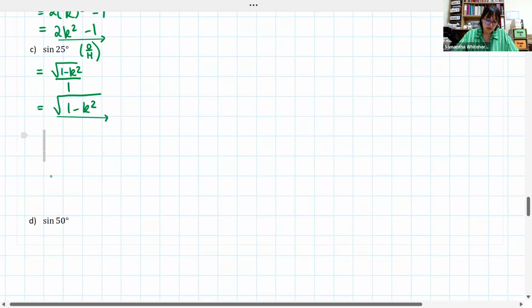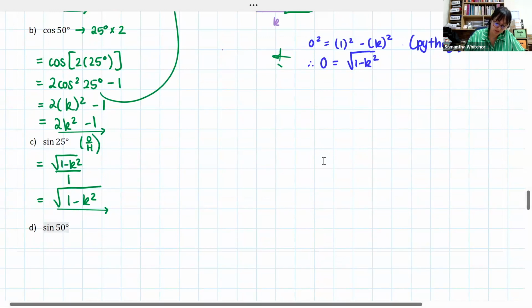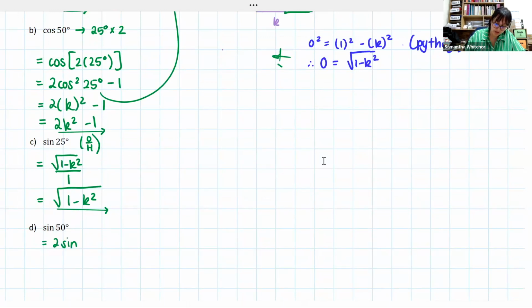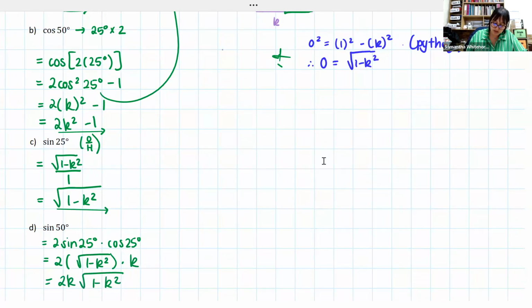If we now look at question D, though, we've been given sine 50. And again, we should be thinking, cool, that's a double angle. Now for sine, there's only one double angle formula. So 2 sine 25 times cos 25. You know what cos 25 is because I gave it to you, and you've just worked out what sine 25 is. Nothing else you need to do. So sine 25, we've just worked out to be the root of 1 minus k squared. Cos 25 is k. So when you multiply this all together, 2k root 1 minus k squared. The answers don't look nice. The answers are complicated, but actually what you've done is very easy.